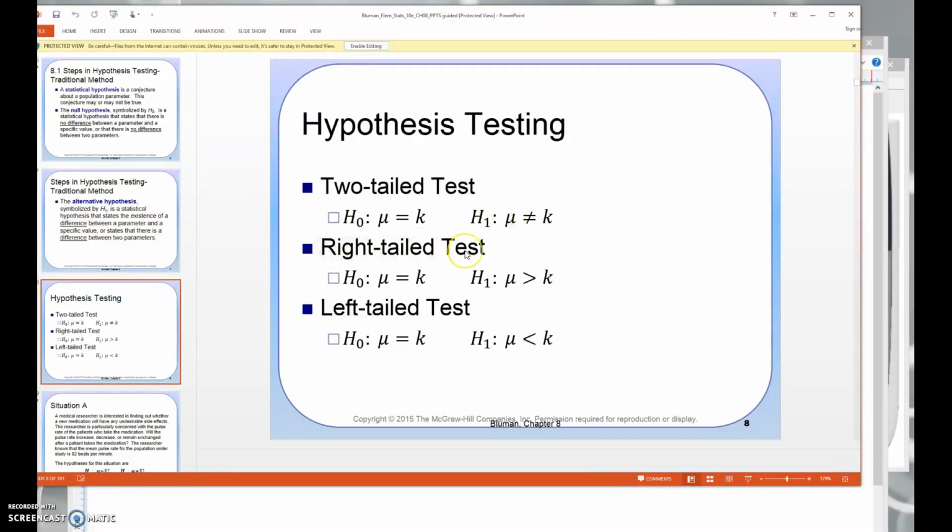Now, the right-tailed test is where, again, you're looking at the null hypothesis as the value that's given, but now we want to see if the change is increasing that value that was given. And then the left-tailed test is where you're looking at it where it's less than.